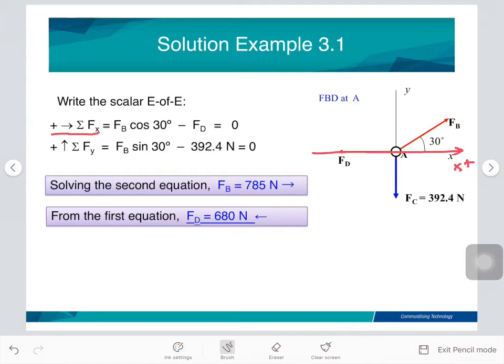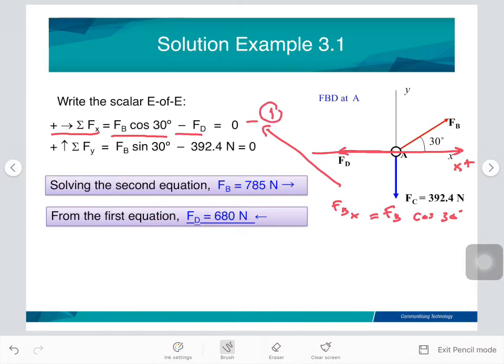So we have FBX. So FBX is FB cos 30. Right? So that is why it becomes like this. So when we have summation Fx equal to 0, we have FB cos 30 minus this FD. Because this FD is negative direction. So that's why it's minus FD. So this is one equation.